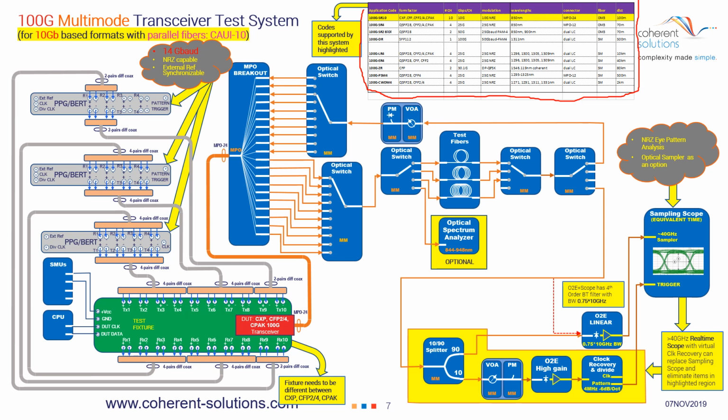Included in this is some handy information. You'll see in this form factor column here, it describes the kinds of modules that particular IEEE standard is supported in. For instance, there are CXP, CFP, QSFP28, QSFP, and even SFPs.